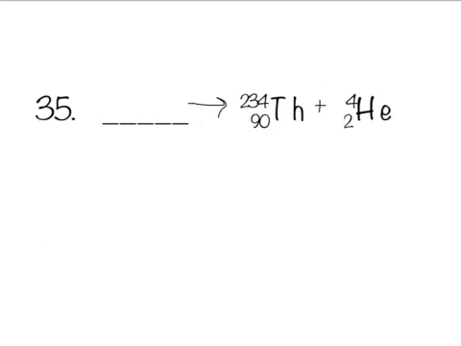Alright, in this problem it looks like we have thorium and an alpha particle being the products of a decay, so we want to know what the original substance was. 4 plus 234 is 238. And then 2 plus 90, 92. This is uranium.